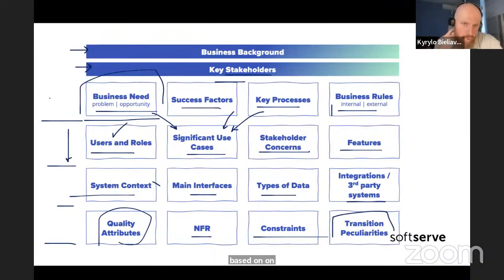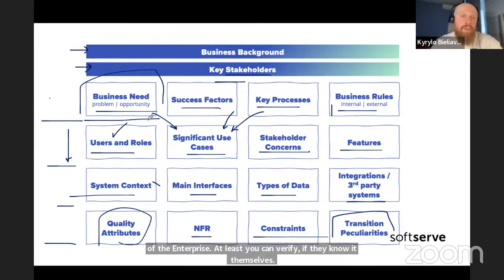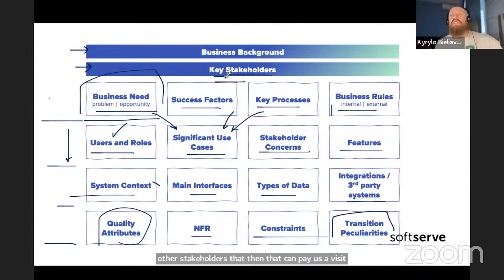So let me check whether we have something in the chat. "True business need may be hard to get working with the IT department of the enterprise. At least you can verify if they know it themselves." That is true, Max. But if we cannot get that, we need to raise it. We need to highlight that question, that we don't understand that. Maybe we can find some other stakeholders who can pay us a visit and talk to us about it. Who's paying? Who is sponsoring that project?